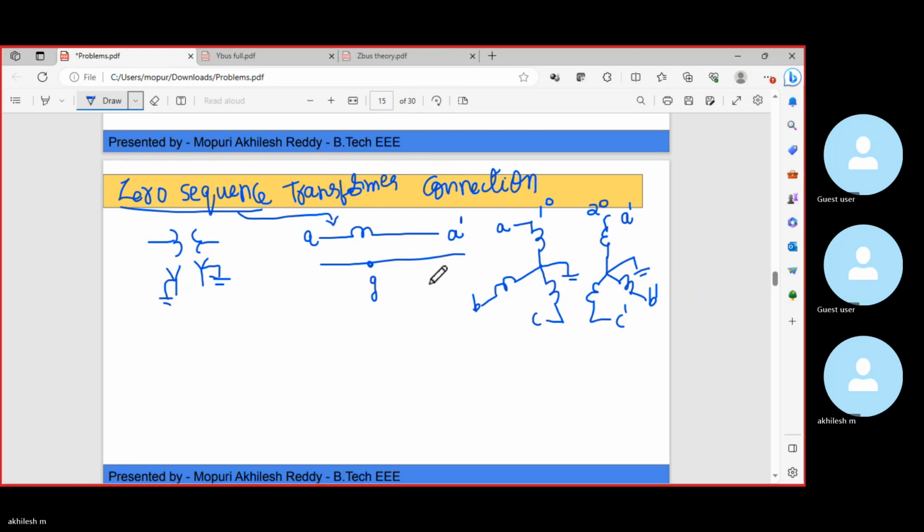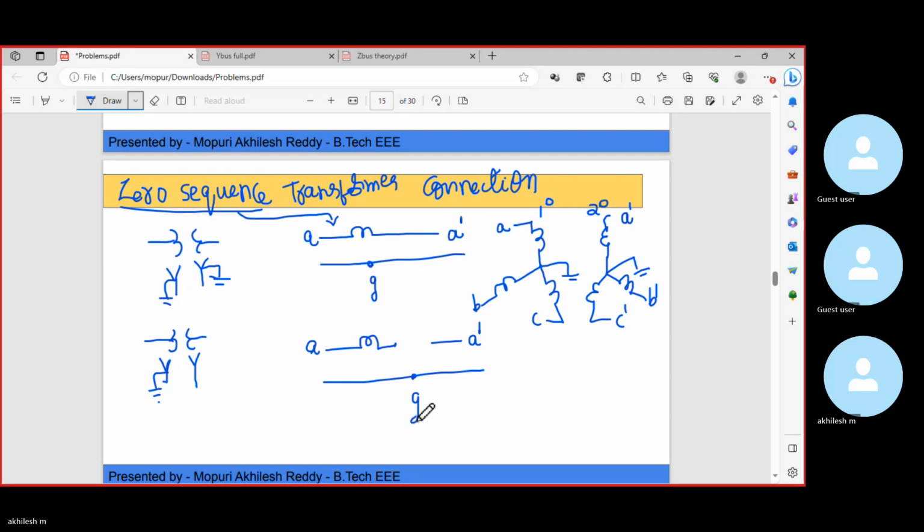So it should be replaced like this. Whenever there is the connection, like one side we are having star with neutral grounded, and on the other side we are having just a star connection, then the corresponding circuit will be, here we need to give a gap. This is A dash, and here it is A, and here we have a ground. This is the ground.